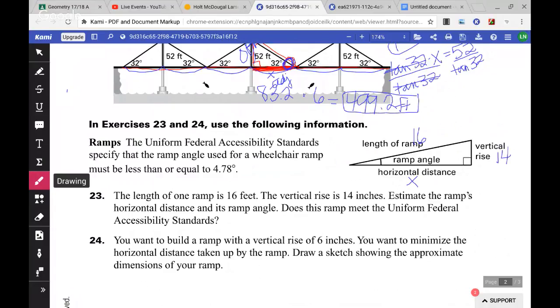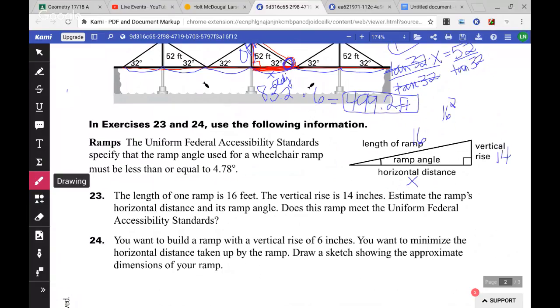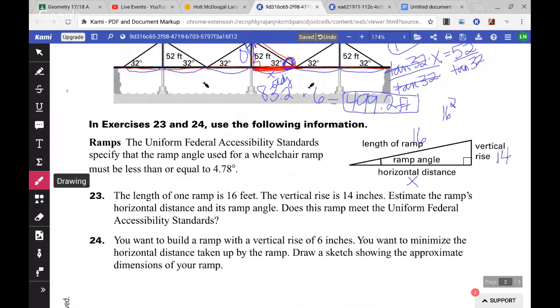So X squared equals 16 feet squared plus 14 inches squared. No. Okay. The hypotenuse is 16, right? Yeah. And we're doing inches and feet. I don't know if they change it over or not. I bet they do.